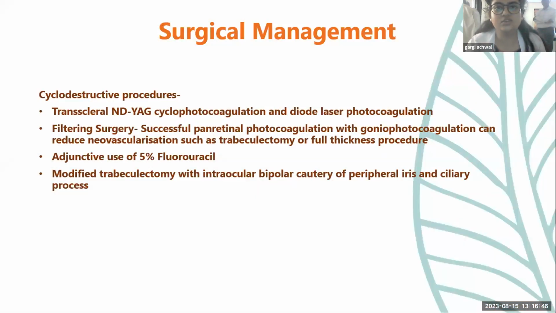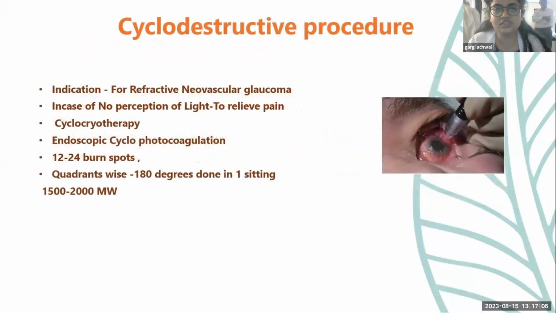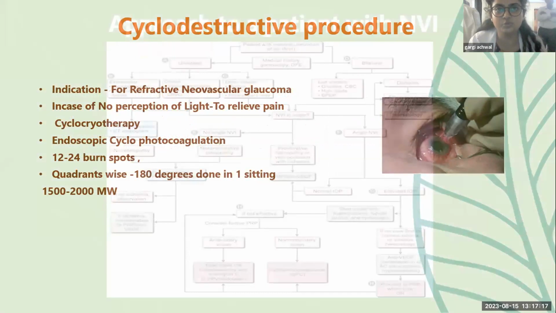In surgical management, cyclodestructive procedures can be done, such as diode laser photocoagulation and transscleral cyclophotocoagulation. Filtering surgeries are also done, and as an adjuvant, 5-fluorouracil can also be used. Tube shunt surgeries are also there, where the tube can be placed in the ciliary sulcus, which is preferred more commonly. Cyclodestructive procedures are done in settings wherein 180-degree or quadrant-wise sittings are done, in order to convert a painful eye into a painless eye with no perception of light.